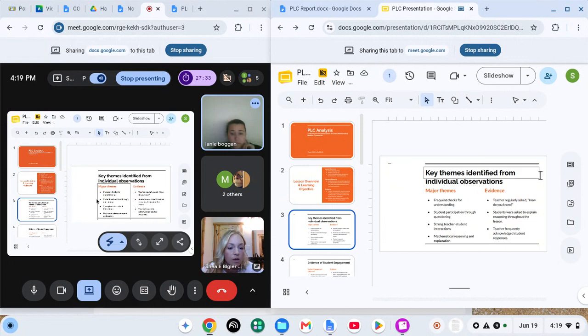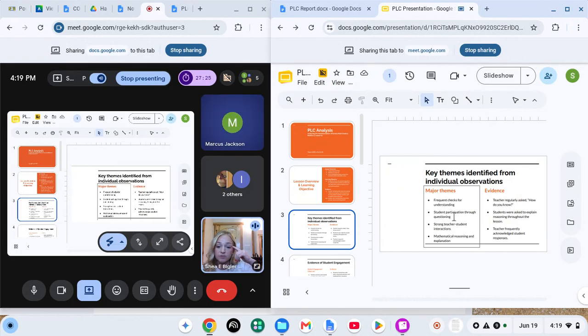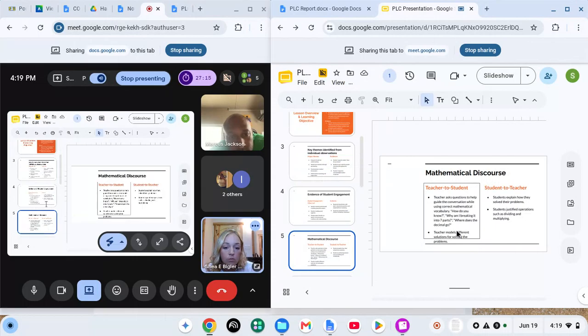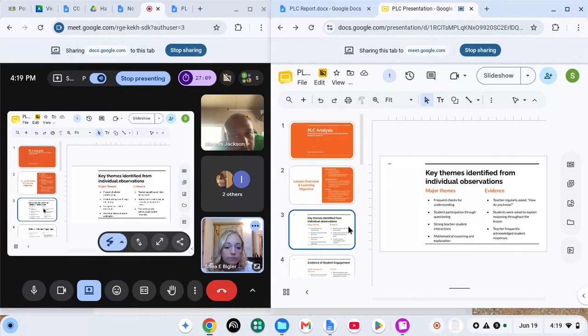The key themes identified from individual observations. Major themes was the frequent checks for understanding. I thought that the teacher did a really good job with that during the lesson. And the students participated through questioning. And then there's the evidence to support those.